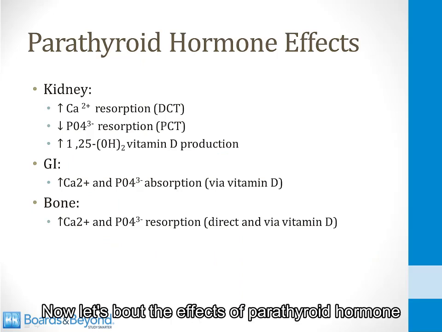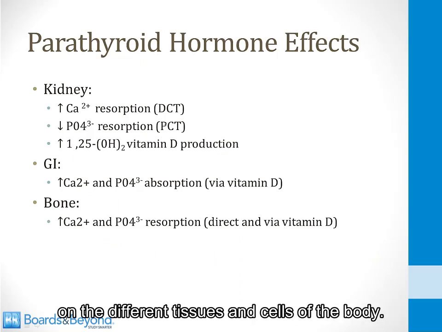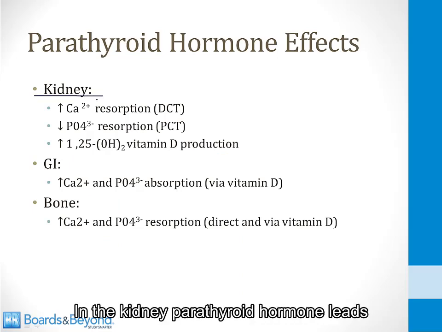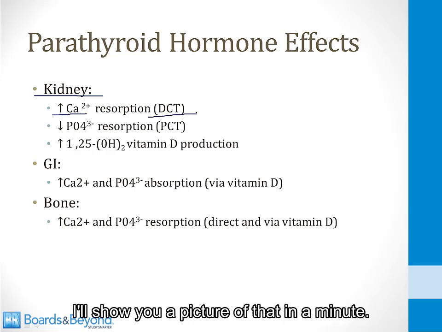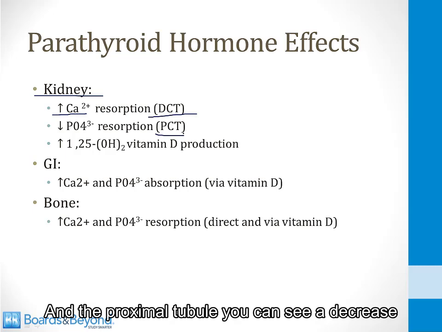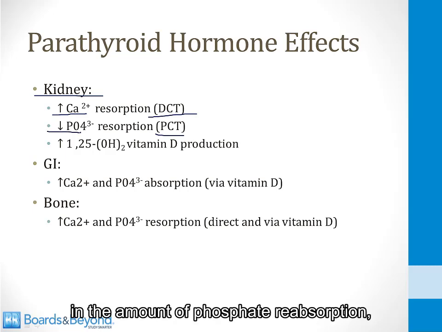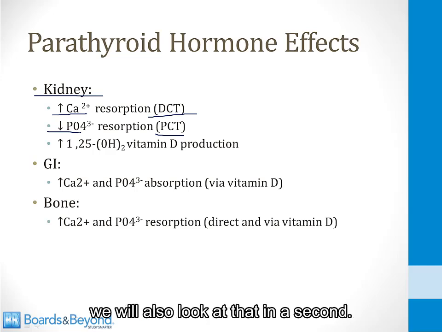Now let's talk about the effects of parathyroid hormone on the different tissues and cells of the body. In the kidney, parathyroid hormone leads to increased calcium resorption in the distal convoluted tubule. I'll show you a picture of that in a minute. In the proximal tubule, you can see a decrease in the amount of phosphate reabsorption. We will also look at that in a second.